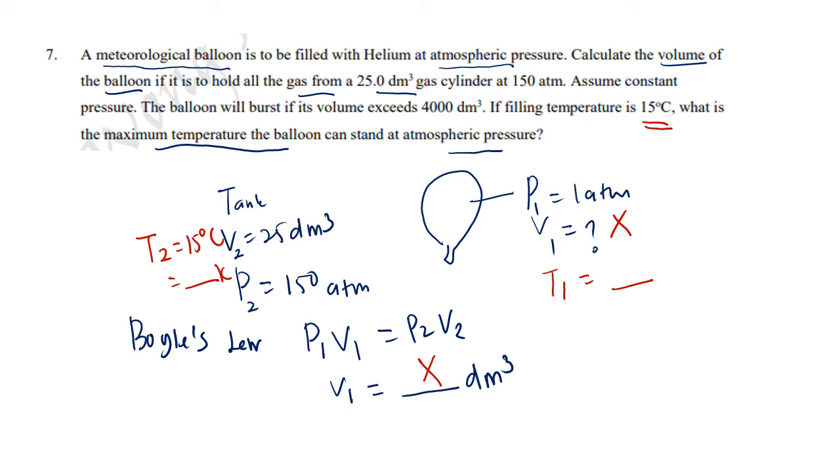Okay, so since there are three variables right now, V, P, and T, we can use the combined gas law, P1 V1 over T1 equal to P2 V2 over T2. Okay, you solve for T1. So the answer for T1 should be in Kelvin.